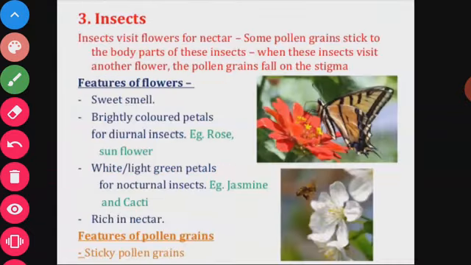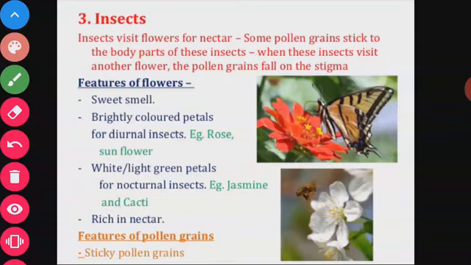Third is insects. The bright color and the nectar in the flowers attract the insects towards them. When insects sit on the flowers, the pollen grains get attached to their bodies.